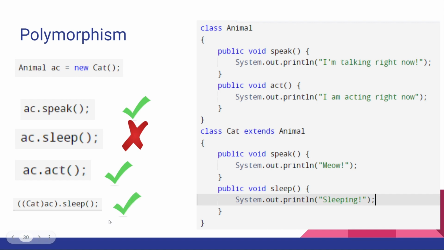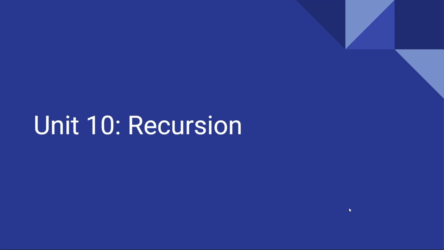Now finally, would this work? Well, yes, it would. Because basically what we did is we downcasted our variable ac to the Cat class, where it can now look in here. Can it see any sleep method? Well, yes, it can. It can see this. And what it's going to print out is sleeping.